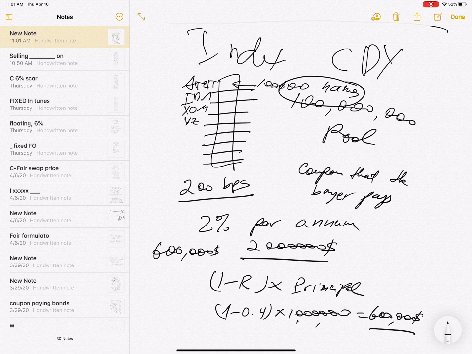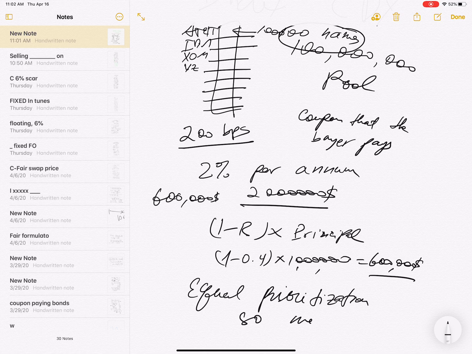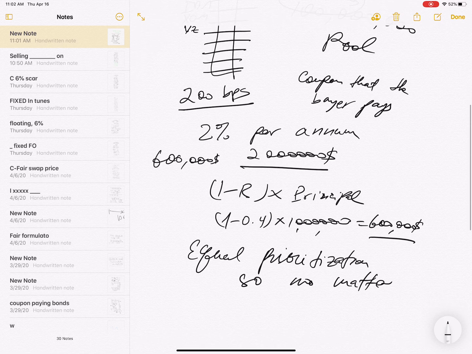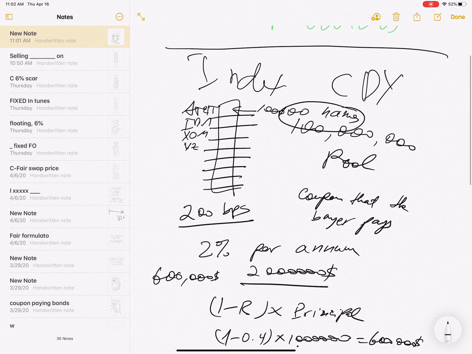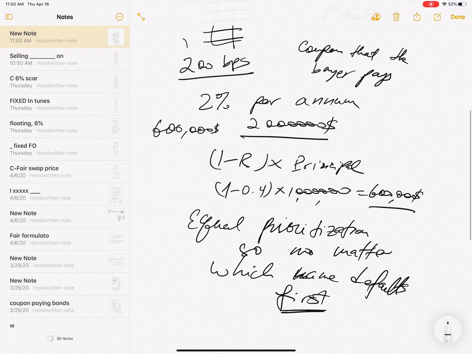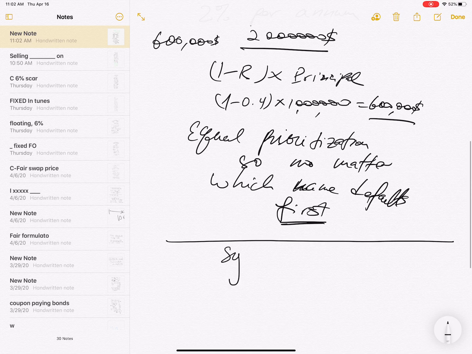Okay? So this is going to protect against Index CDX. So you will have more names than one, obviously, and all these names will have equal prioritization. So no matter which name defaults first, in this case with these 100 names, you are going to protect yourself against this default.